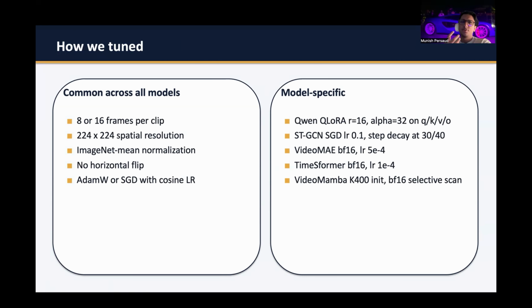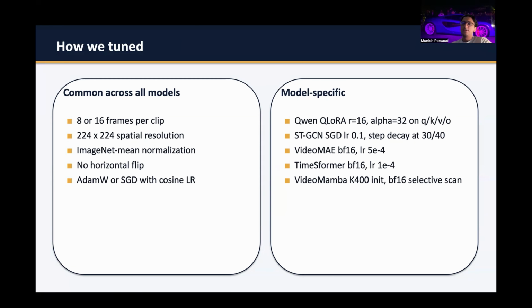Yeah, so some things that we built that were common across all models: we could train in batches of 8 or 16 frames per clip. It was 224 by 224 spatial resolution. ImageNet mean normalization for some of the models that was shared. There are no horizontal flips. We used AdamW or SGD with cosine learning rates for basically all the learning rates and scheduling of them.